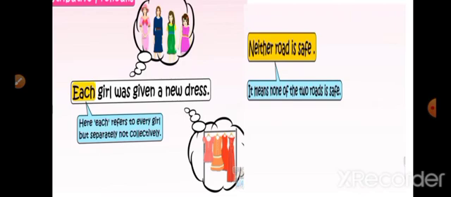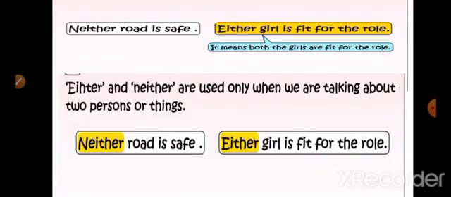Neither road is safe. It means none of the two roads is safe. Either girl is fit for the role. It means both the girls are fit for the role. Either and neither are used only when we are talking about two persons or things.